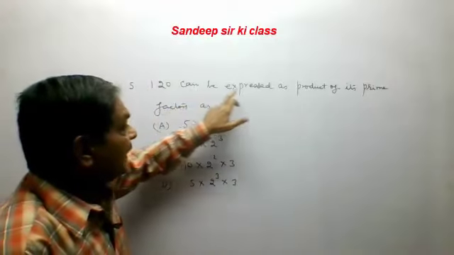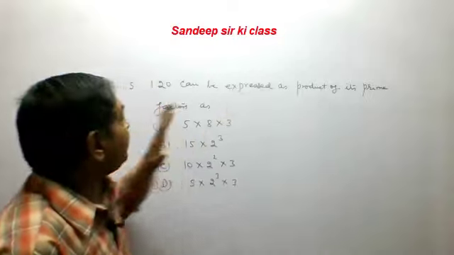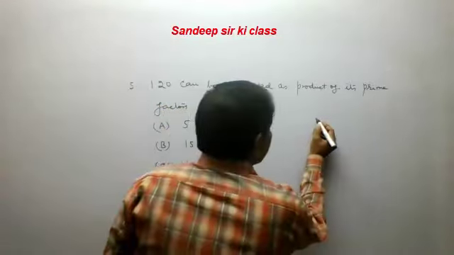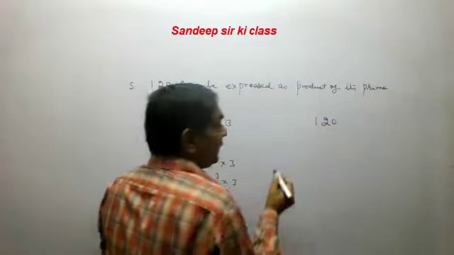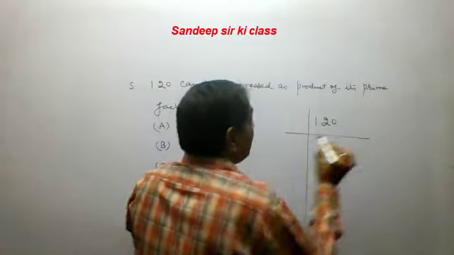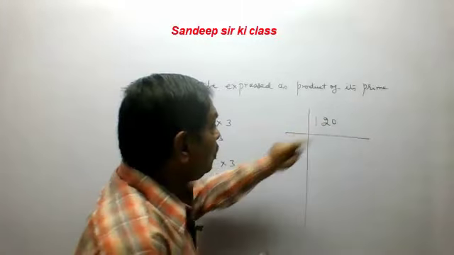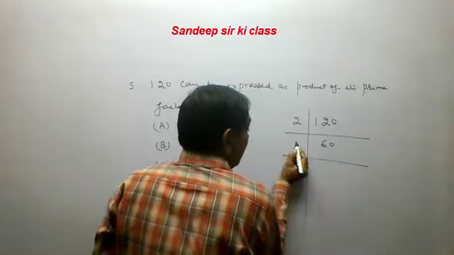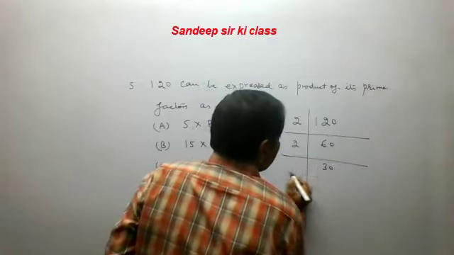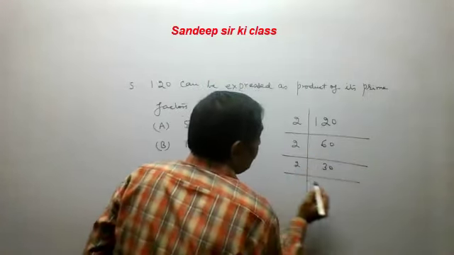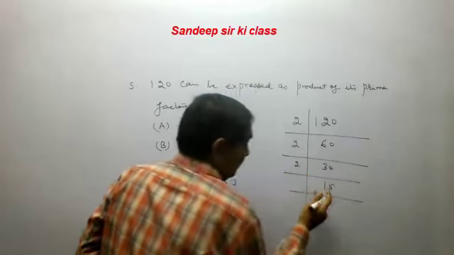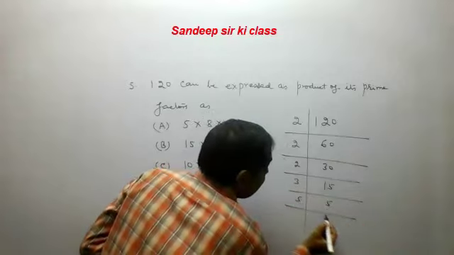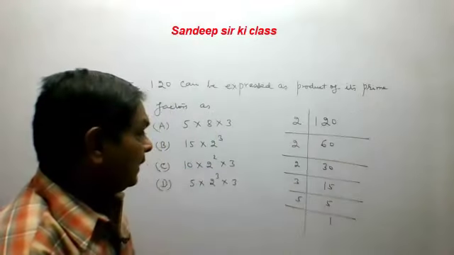120 can be expressed as a product of its prime factors as. Four options are given to us. See, if we factorize 120, we can divide it by 2. So right here 2, 60 will come here. Now again divide it by 2, 30 will come. Now again divided by 2, 15 will come. 15 can be divided by 3, 5 will come, and 5 divided by 5, we obtain 1 here.